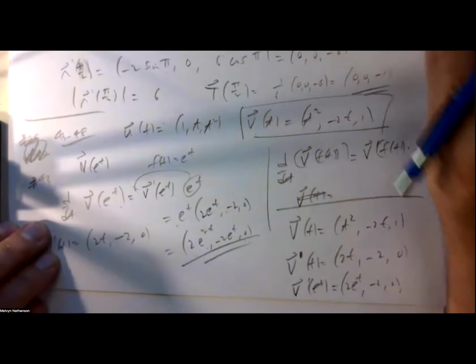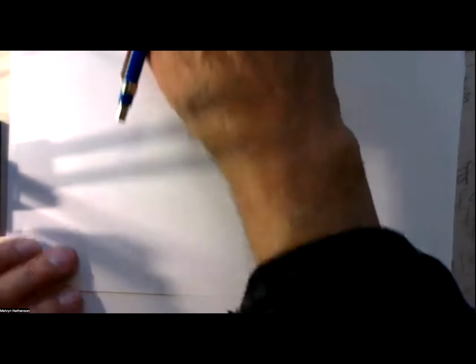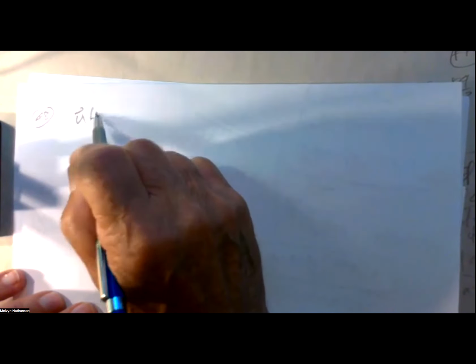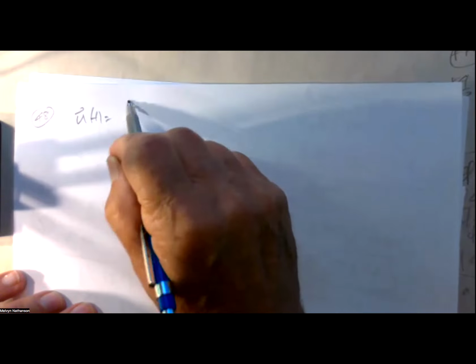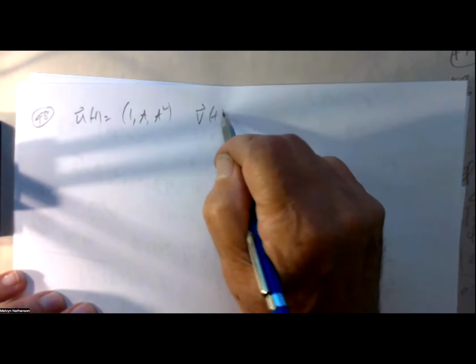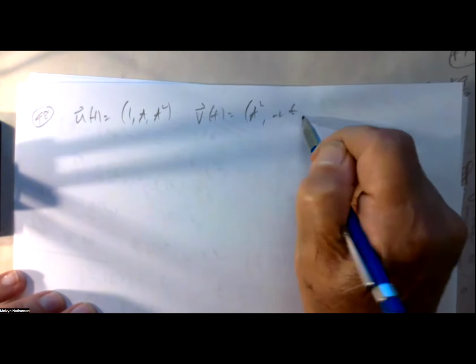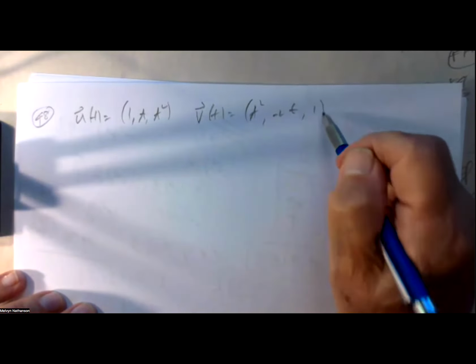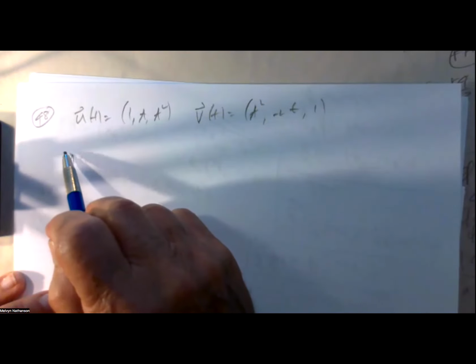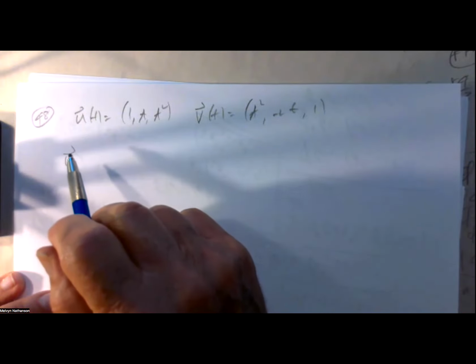Let's do problem number 48. So again, u of t is the vector valued function 1, t, squared. v of t is the vector valued function t squared, minus 2t, 1. What is the derivative of the dot product?